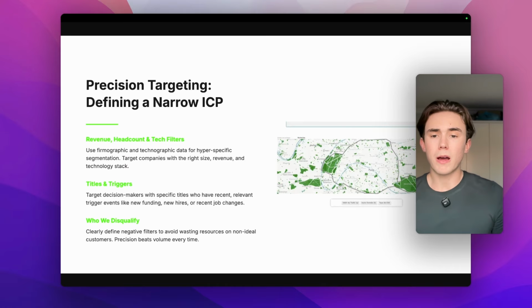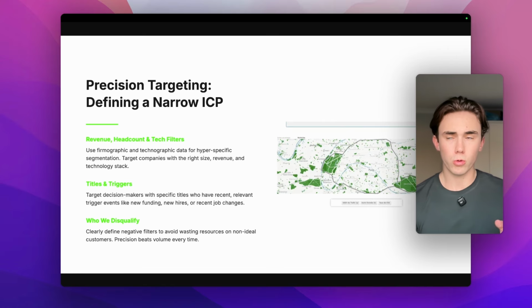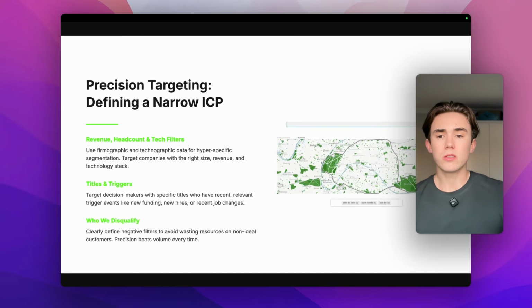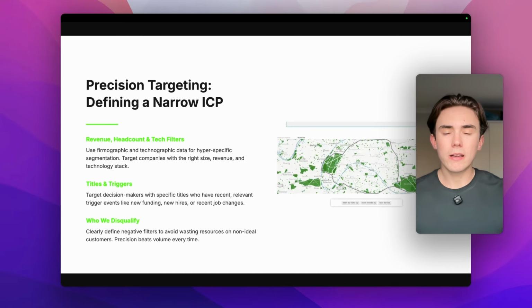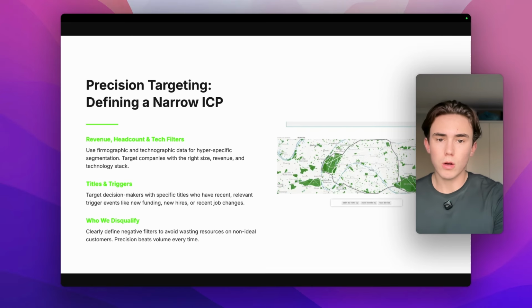So you can target by specific job changes, new hires, new funding. That's all good and well. But I would still go back to relevancy as being king. And then, of course, clearly define your negative filters so that you know exactly who not to target, what countries not to include, etc., etc.